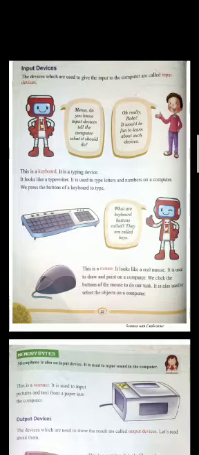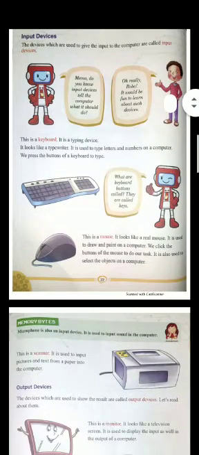Next input device is the mouse. It looks like the real mouse. It is used to draw and paint on the computer. We click the buttons on the mouse to do our task. It is also used to select objects on the computer. Mouse is also known as the pointing device of the computer. It is used to click and select.